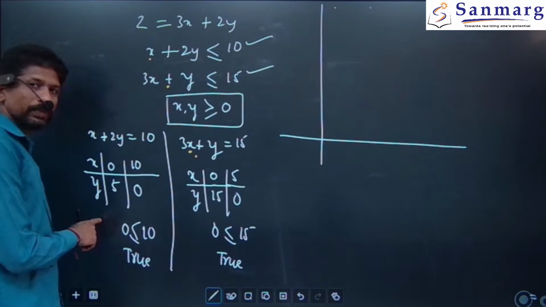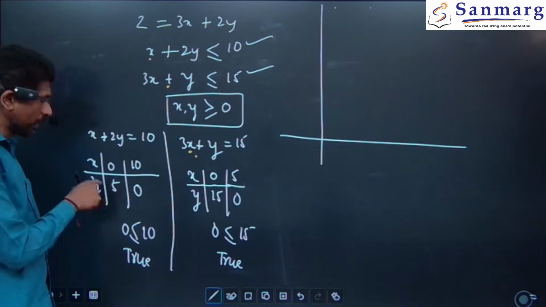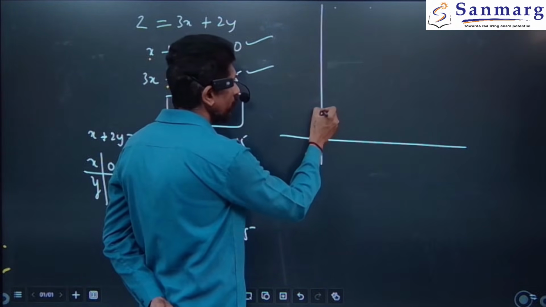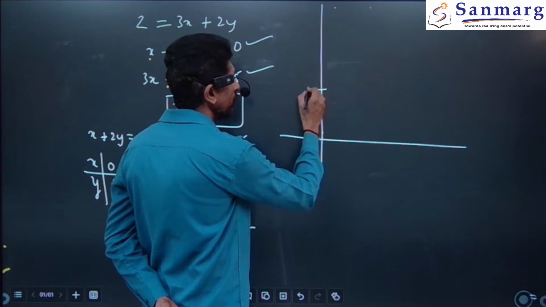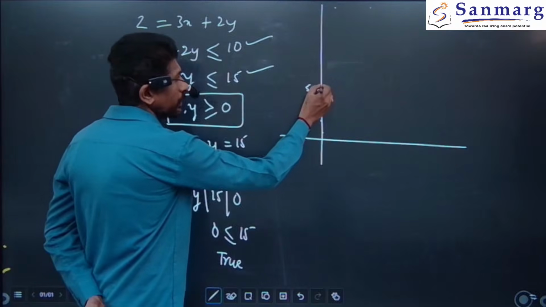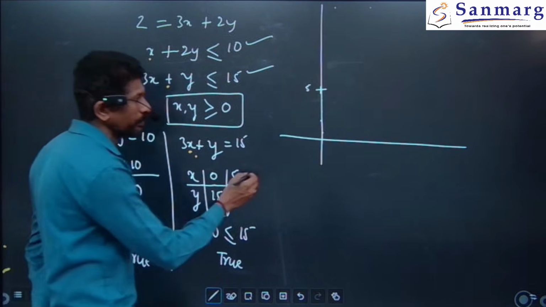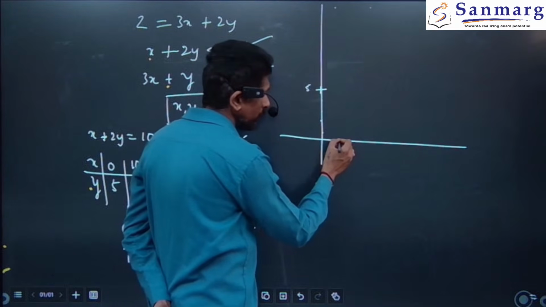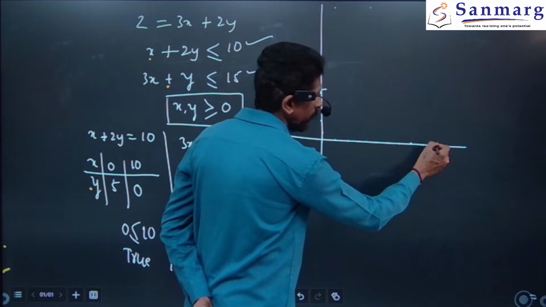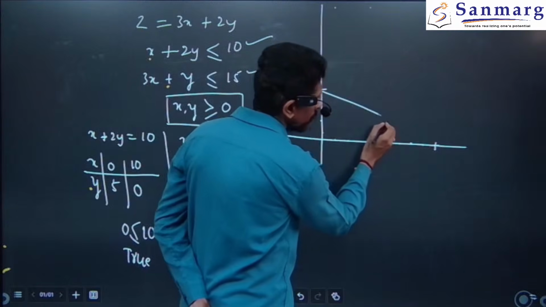So I will consider the first equation now, where x is 0, y you have to consider 5. So I will count 1, 2, 3, 4, 5. So this is 5 now. Next, the second point I will consider, when y is 0, x becomes 10. So 1, 2, 3, 4, 5, 6, 7, 8, 9, 10. By taking these 2 points, I will draw the graph now, meaning the line.